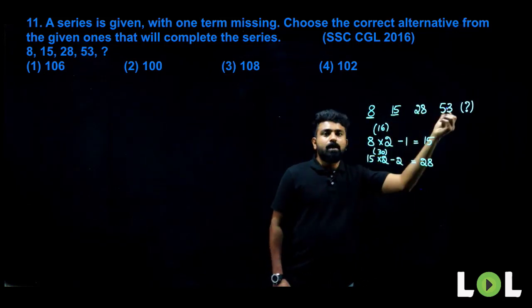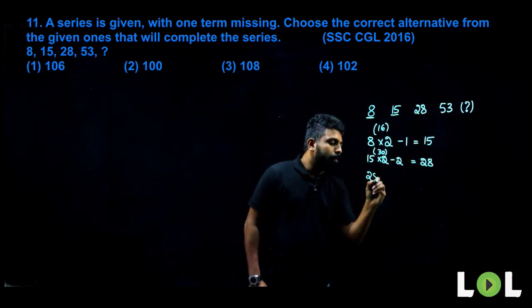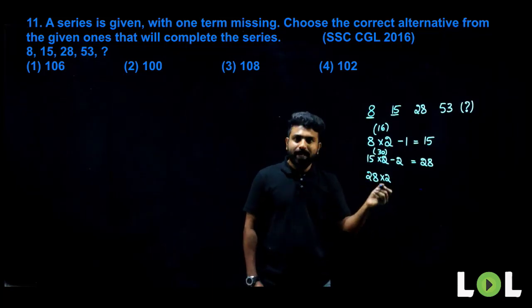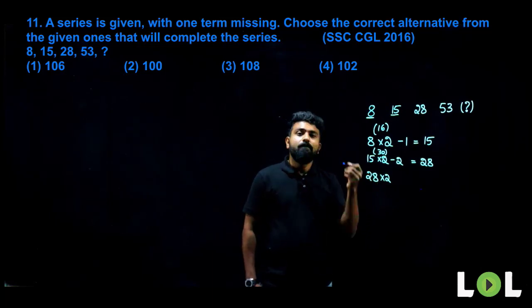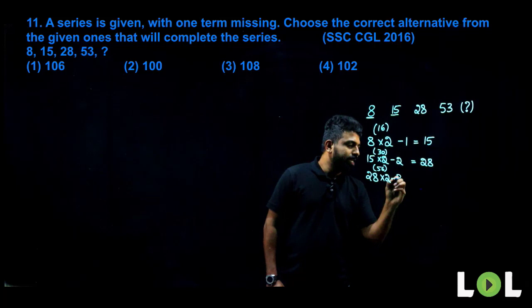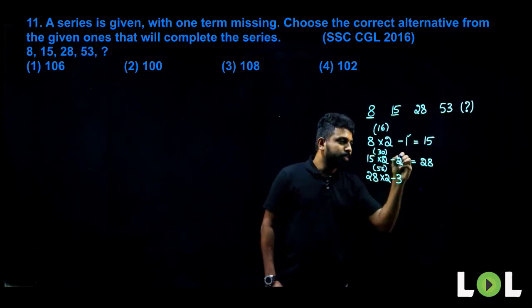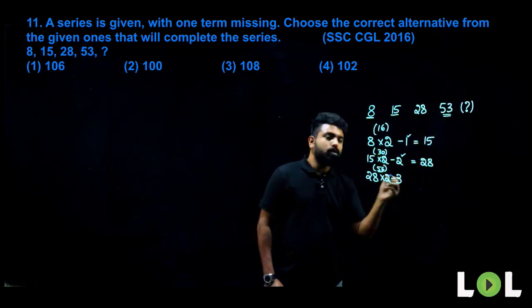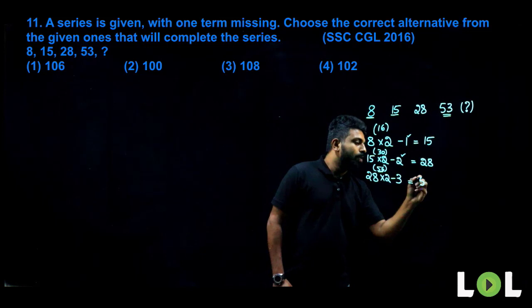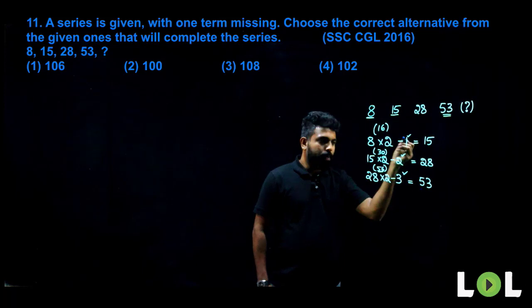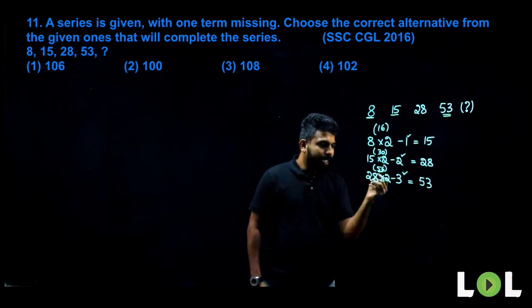Now compare my third term and the fourth term. I multiplied my third term with 2. So if I multiply my third term with 2, what do I get? 28 into 2 gives me 56. Now what do I need to subtract from it? I need to subtract 3, because I'm subtracting 1 here, I'm subtracting 2 here, and my fourth term here is 53. So I'll be getting 53 here, meaning I need to multiply it with 2 and subtract 1. Multiply it by 2, subtract 2. Multiply it by 2, subtract 3.